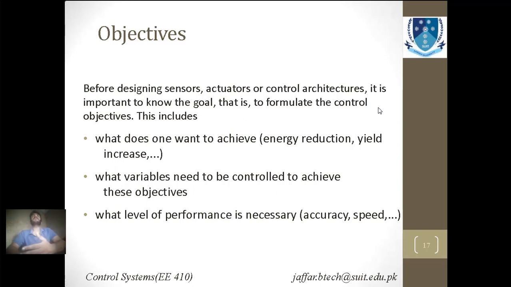Other than that, if you are increasing the amount, also decrease the time. So the secondary objective will be the reduction in time. The first objective was to increase the product quantity, and the second objective is the reduction in time. So the first one is termed the primary objective.